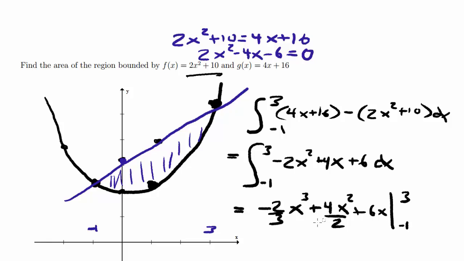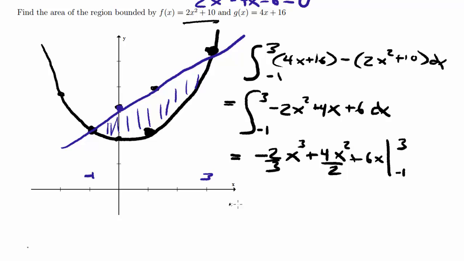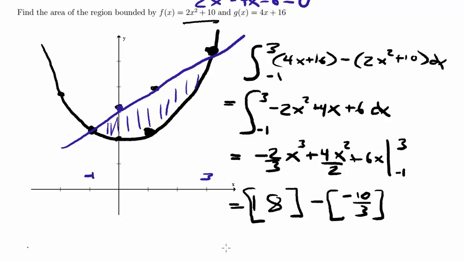When you plug in 3, you're going to get 18. And then when you plug in negative 1, you're going to get negative 10/3. Simplify that, and you get 64/3. So the area between these two graphs is 64/3.